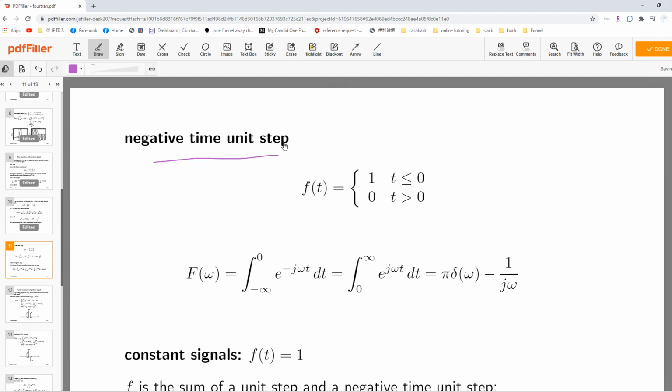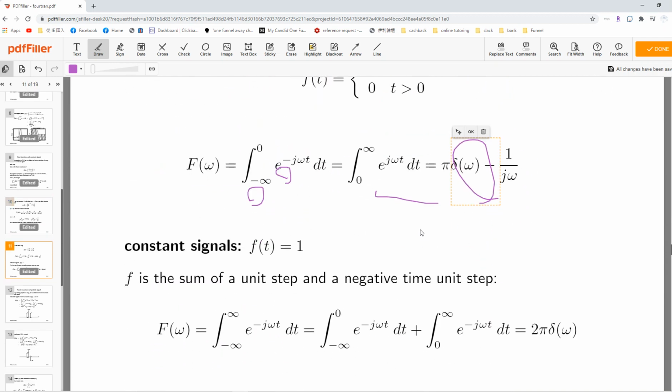Okay, so the negative side is very, very easy. Because you just integrate from 0 to negative infinity, and then you put this. You can do a change of variable. So this negative changes it to this, the same thing, but with minus j omega. So now for the constant signal, you just add up these two, then you get this.